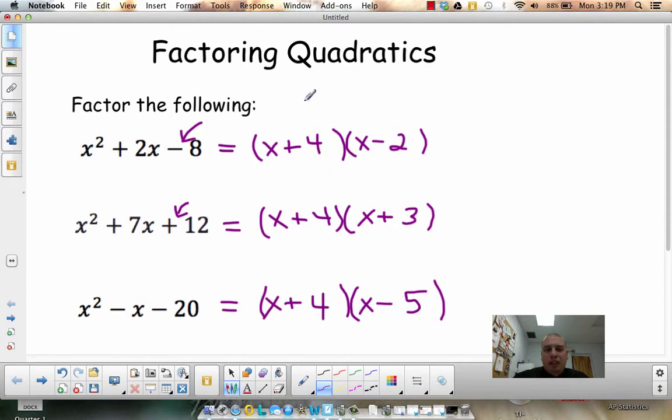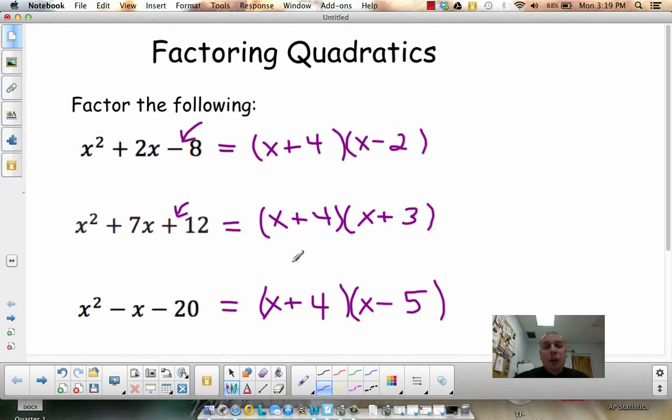Okay, I'm noticing a trend here. Every single one in the beginning is x plus 4. Not by design. Now, if I went through and I couldn't find any factors of 20 that differed by 1, then remember we have the option of just being not factorable.